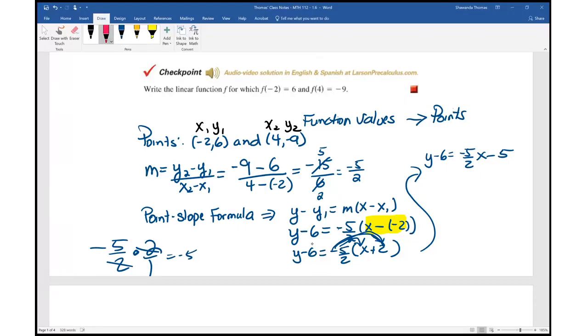Then what are we doing? We add 6 to both sides. Add 6. Oh, I need to add 6 here. Add 6 to both sides. And then we get y equals -5/2 x plus 1. Then we exchange that y out for f of x. So the answer is f of x equals -5/2 x plus 1.